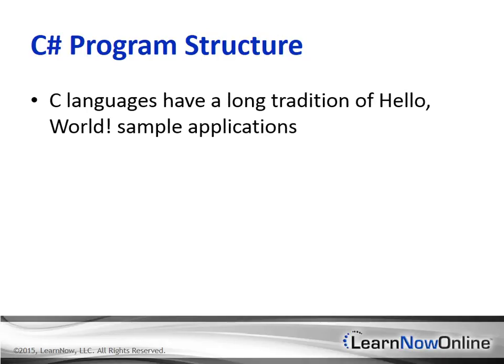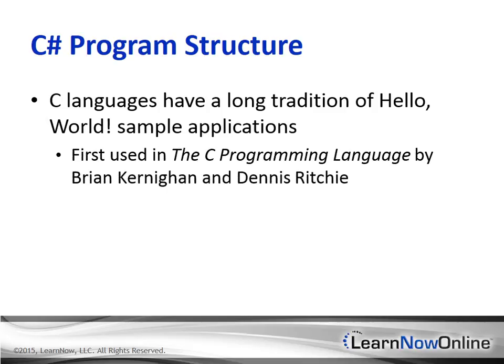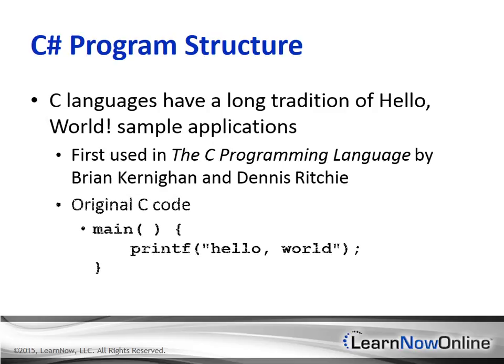The Hello World sample application has a long tradition in languages that trace their roots to C. In their seminal book that introduced the world to C, The C Programming Language by Brian Kernighan and Dennis Ritchie, the authors used a simple example code that output Hello World, that string, to the default output device to show the basic structure of the language. For posterity, here's that original C code. It had a main method, and then it used the printf function to print out Hello World to the output device.